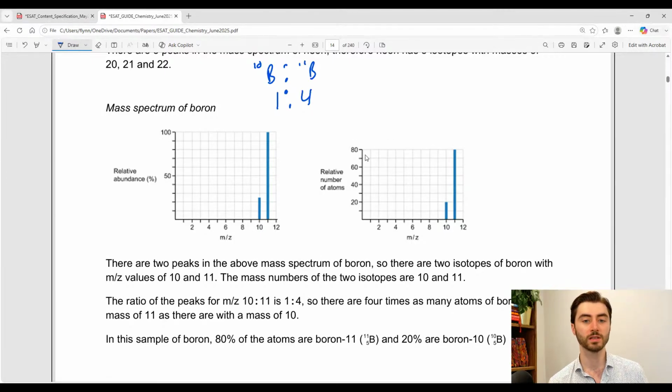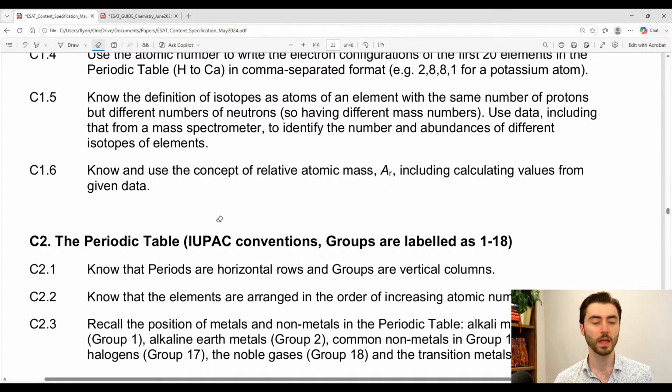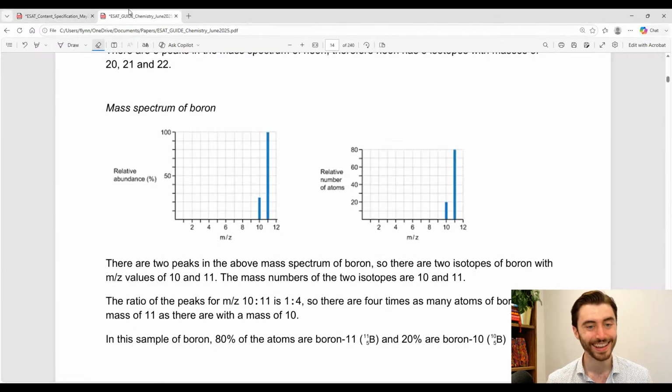Or here they've given us the relative number of atoms, where again they've given us that 1-to-4 ratio a bit more explicitly, which again would allow you to get that 10.8 relative atomic mass. And reading ahead, yep, that's exactly what they did. Okay. So for 1.6, know and use the concepts of relative atomic mass, including calculating values from given data, like I just did.